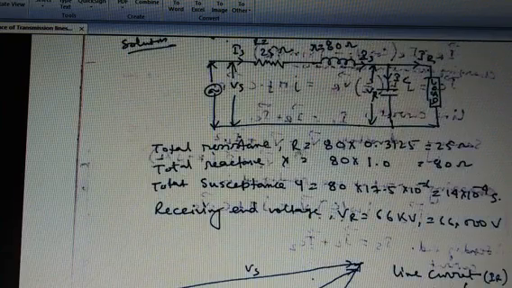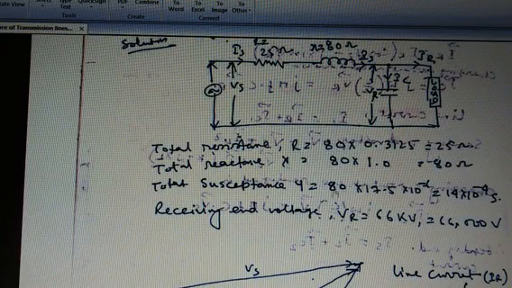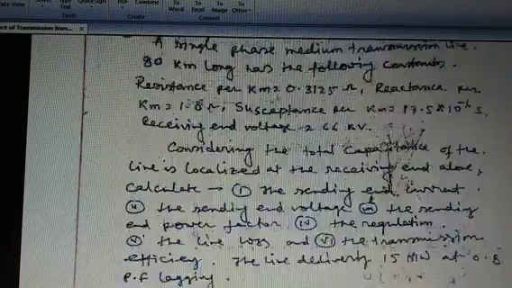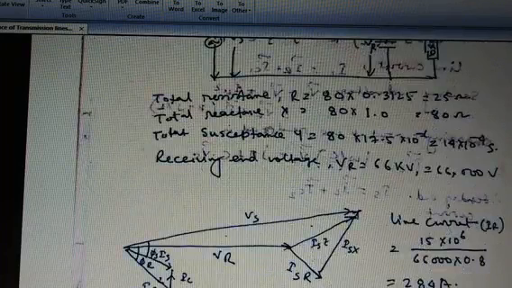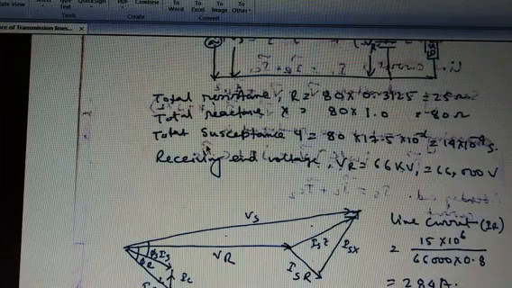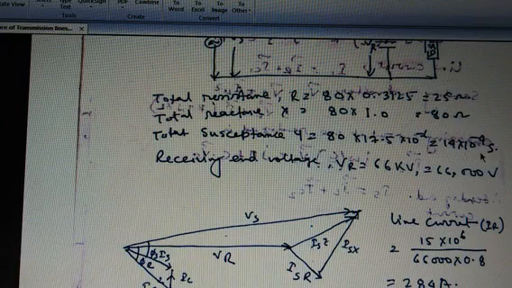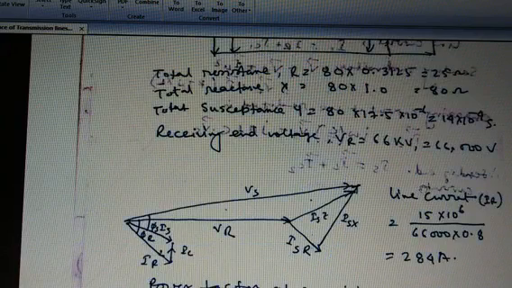Now total resistance R equals 80 into 0.3125, that is 25 ohm, and the reactance X equals 80 into 1, that is 80 ohm according to the problem, and susceptance Y equals 80 into 17.5 into 10^-6, that is equal to 14 into 10^-4 S, and receiving end voltage VR equals 66 kV or 66,000 volt.